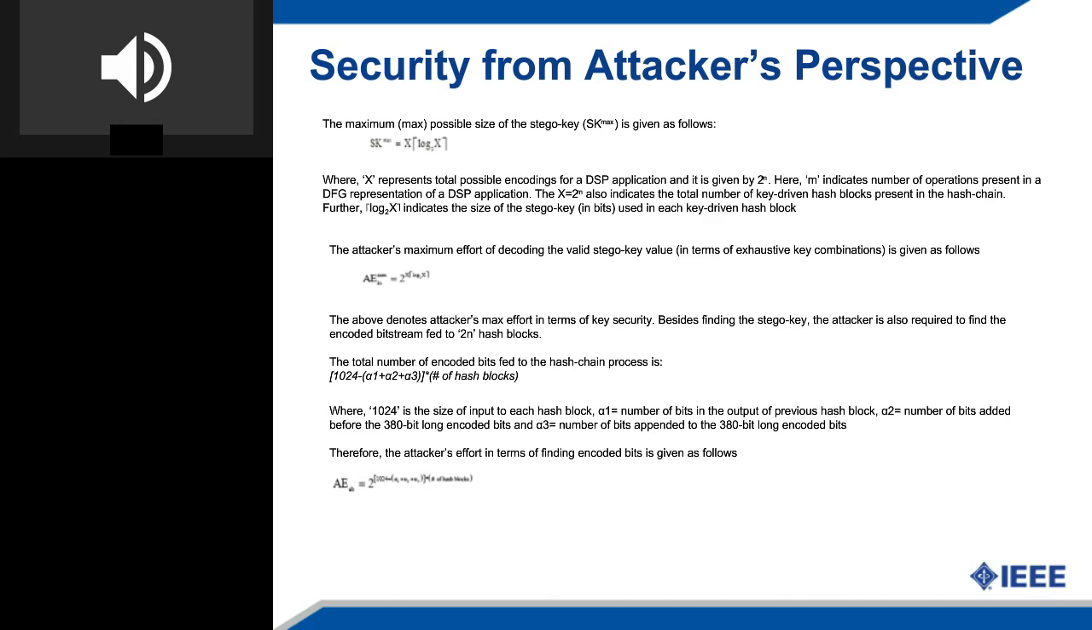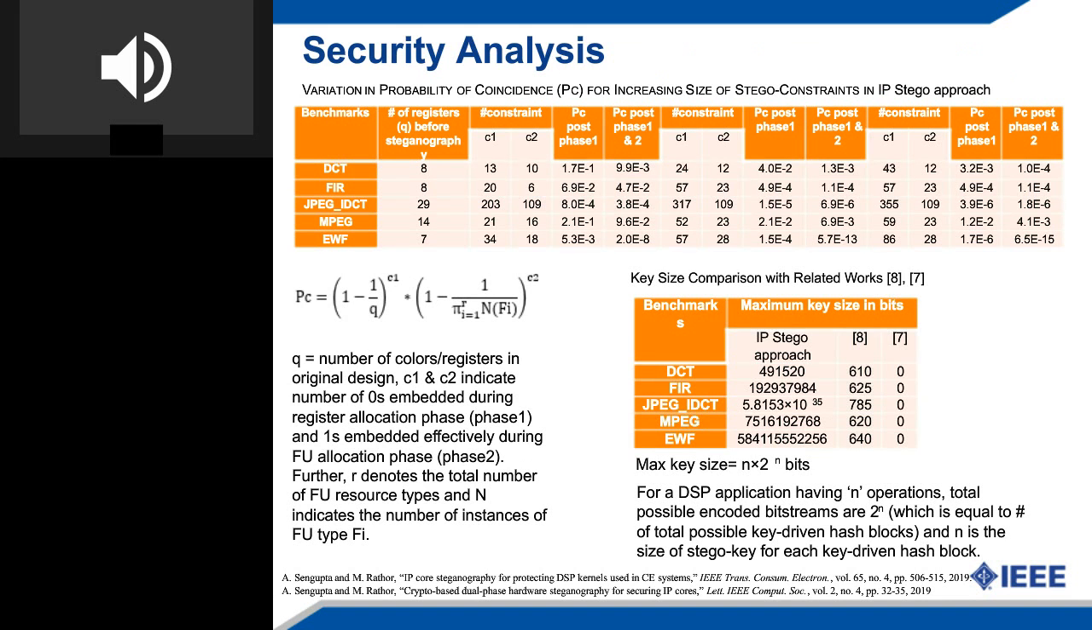So, in terms of the experimental results, we analyzed several benchmarks. The second column shows the number of registers before steganography. The number of constraints is in the third column. So post first phase, we have the PC, which is the probability of coincidence.